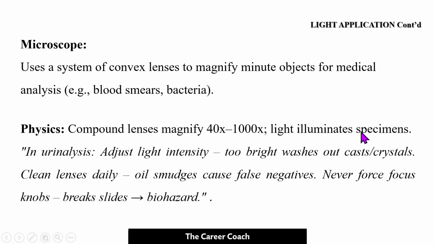Light illuminates the specimen. In urinalysis, adjust the light intensity. When the light is too bright, it will wash out casts or crystals. Clean the lens daily. Oil smudges will cause false negatives. Never force focus knobs because it will break the slide, leading to biohazard.